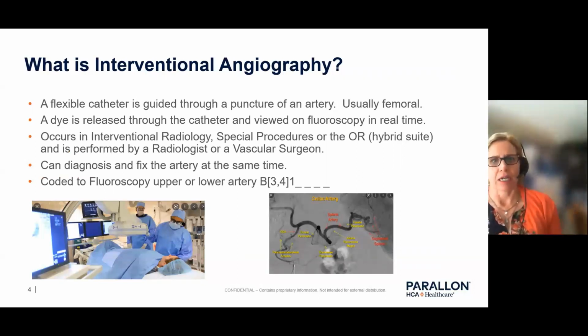A flexible catheter is guided through a puncture of the artery, usually the femoral, and then they use a dye that is released through the catheter, and then they view this on a fluoroscopy that shows them what's going on in that vessel in real time. This procedure can diagnose and fix the artery at the same time.